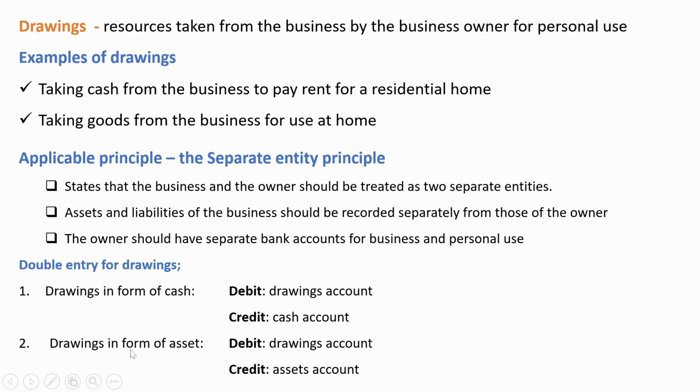But if the drawings are in form of asset, we debit drawings account, and then we credit assets account. That is because the asset has reduced. And in the other case, the cash has reduced. That is why we credit.